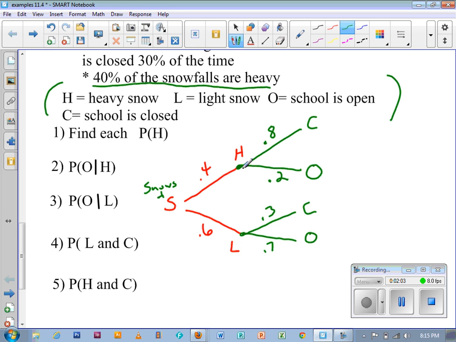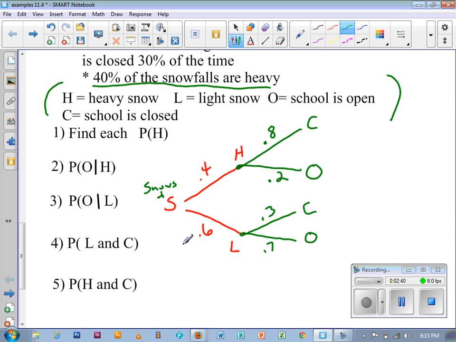Then the second set of branches comes to us this way. If we have heavy snow, there's an 80% chance of it being closed. So we make an assumption here that we have heavy snow to get to this point of our tree diagram. The problem says 80% chance of it closing. Then, of course, there's a 20% chance of it staying open. If we have a light snowfall, then there's a 30% chance of it being closed, or 0.3, and then 70% chance of it being open. Please remember that these two numbers here must equal 100%, as do these two.